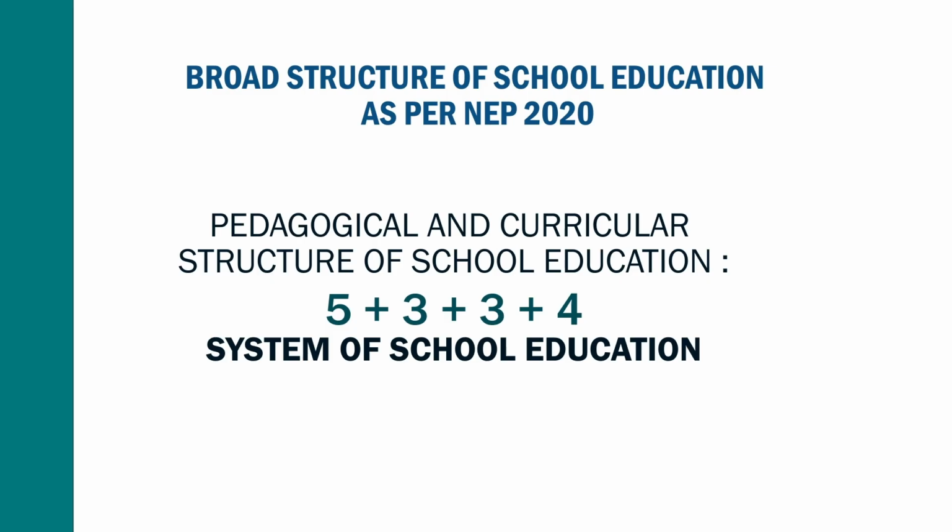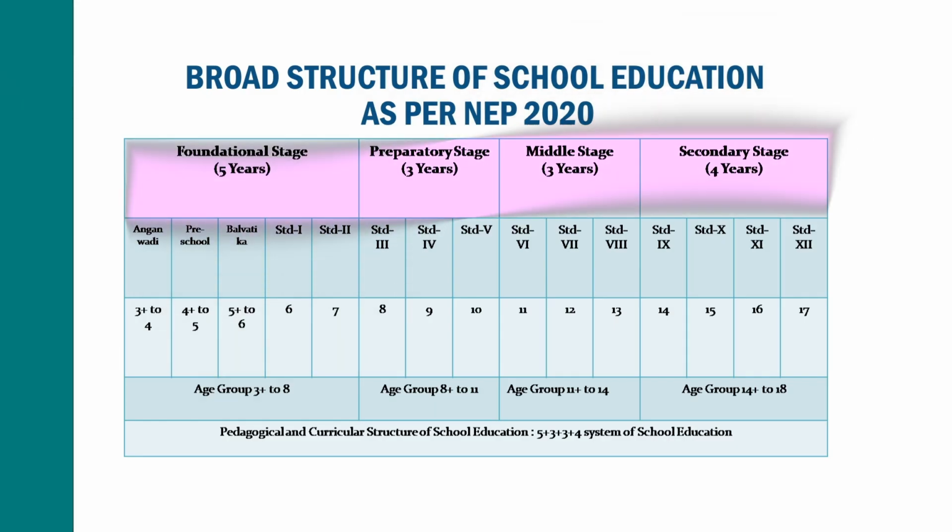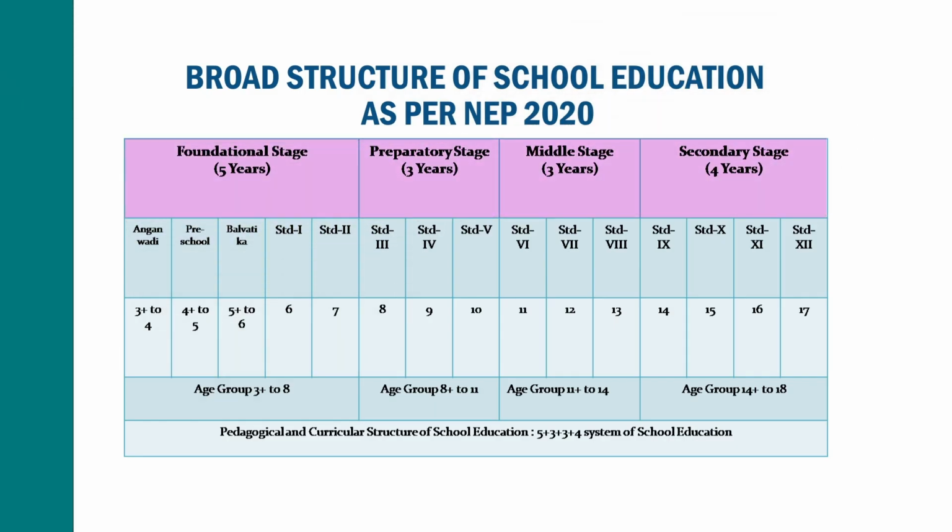It is going to be implemented. Okay, so let us try to understand what is there in this 5+3+3+4 system of school education. Here the first stage is called the foundational stage of 5-year schooling, of foundational education. Then a further 3-year schooling of preparatory stage or preparatory education.